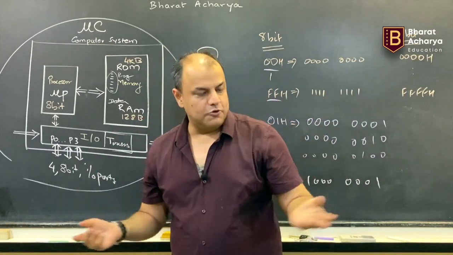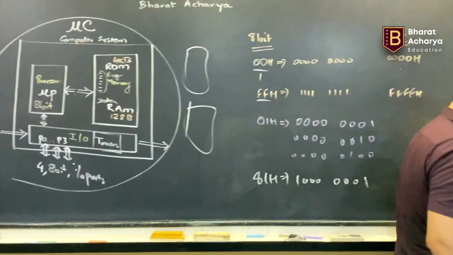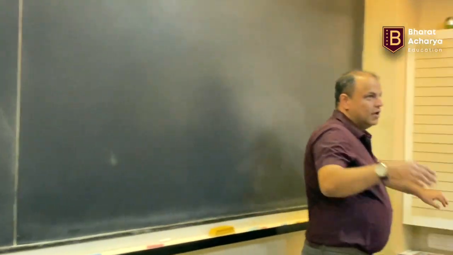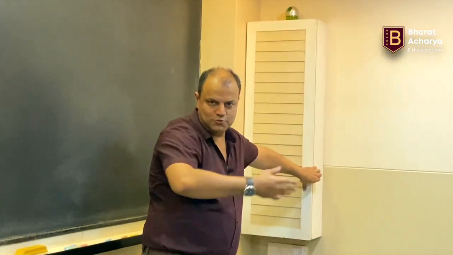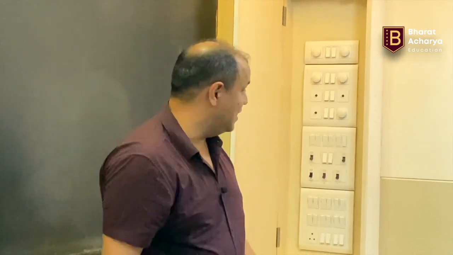What's the advantage of having 4 ports? Lots of lines. Look here. Come on, I'll show you something. It's a big classroom. We hold 200 students in this room. It's huge. If you count all the fans, ACs, and tube lights, all the electricals of this room, it's still not 32. 4 ports gives you 32 lines.